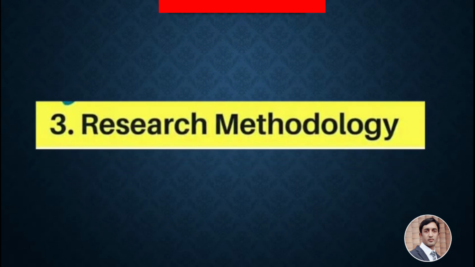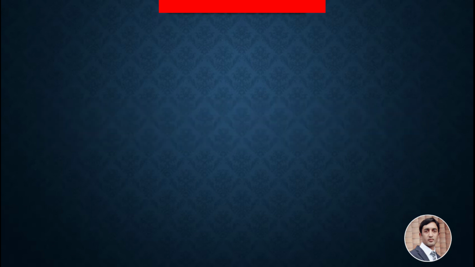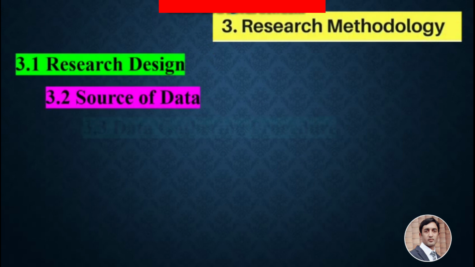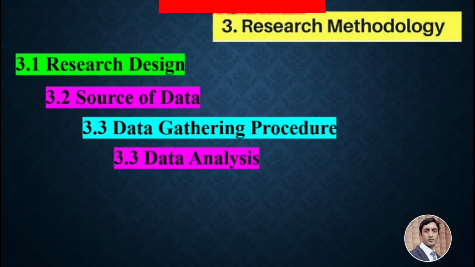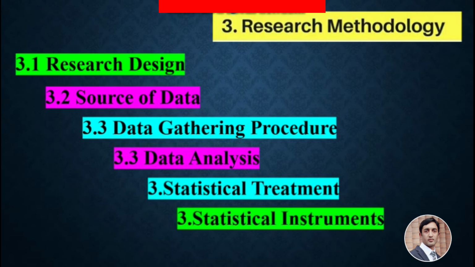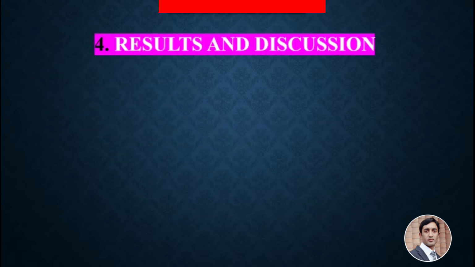This chapter puts the study within a particular methodological tradition, provides a rationale for the data approach, describes the research setting and sample, and describes data collection and analysis methods. This chapter provides a detailed description of all aspects of the design and procedure of the study. While writing research methodology in our thesis, we also divide it into different steps or ingredients. These steps are as follows: research design, source of data, data gathering procedure, data analysis, statistical treatment, and at the end, statistical instrument. After this, our fourth chapter, that is results, findings and discussion, starts.